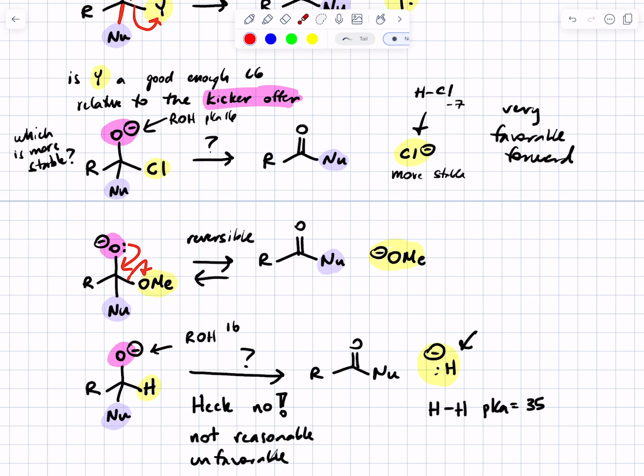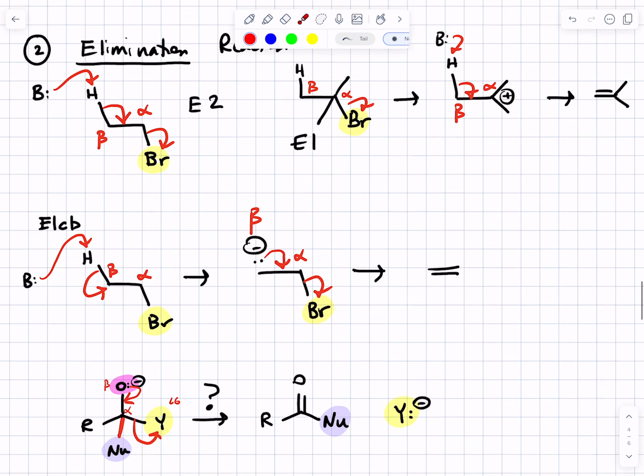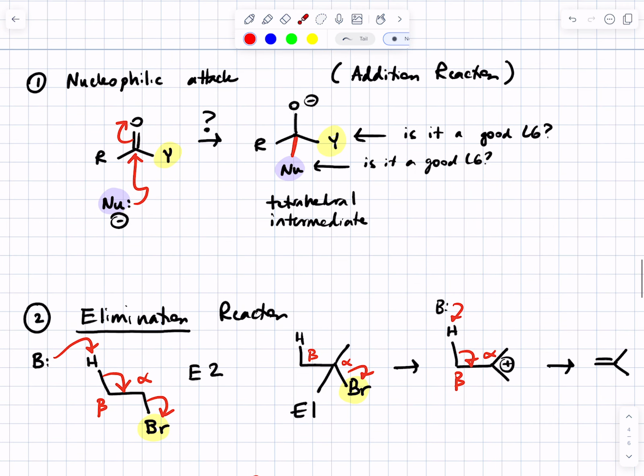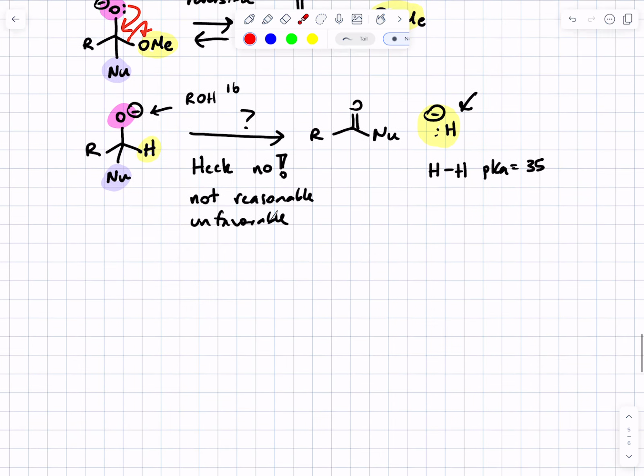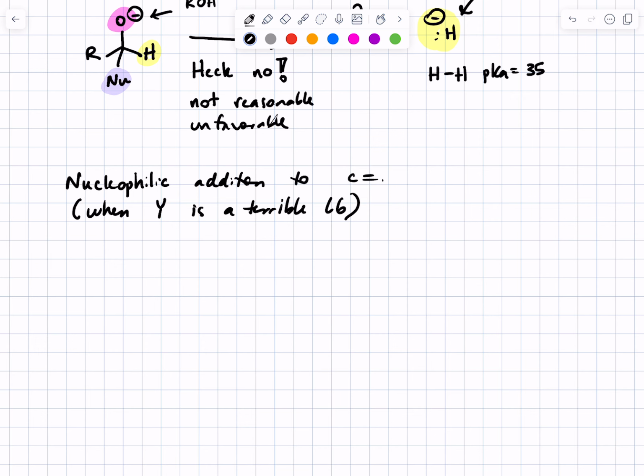Because if we start to stitch all of this together, we can come up with two basic reactivity patterns for carbonyl compounds. One, and I need to come back to something with the nucleophile attacking. It's a similar set of concerns, but maybe we'll do that later. In one case, we have what's called nucleophilic addition reactions to carbonyl compounds. And this happens basically when Y is a terrible leaving group. Nucleophilic addition to carbonyl compounds.